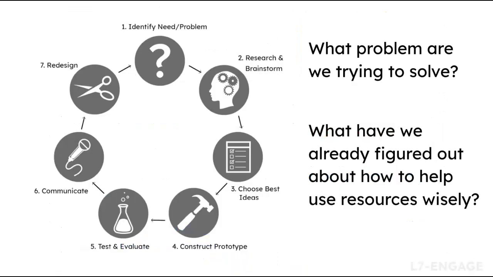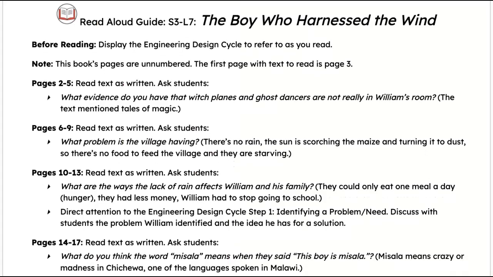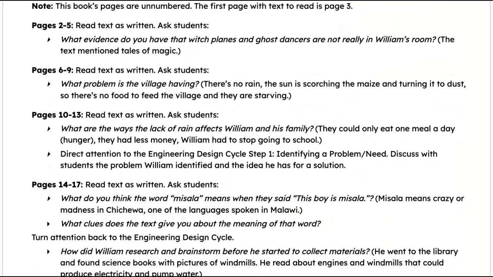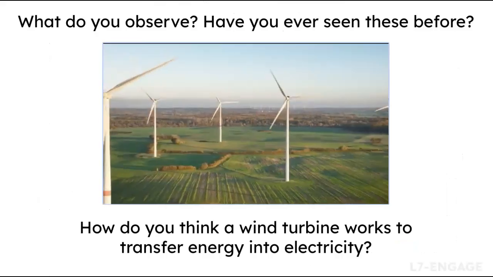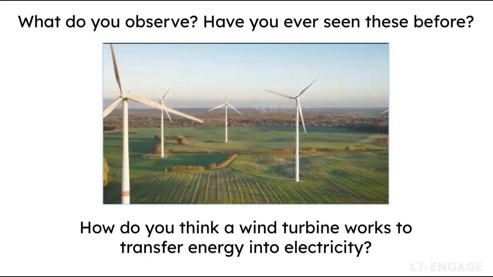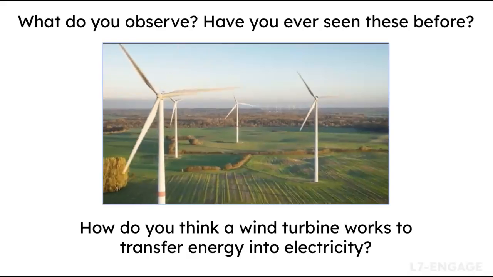To begin the Engage portion, you'll display the engineering design cycle and ask what problems students are trying to solve. You'll also ask what they have already figured out about how to use resources wisely. You'll then introduce the book, The Boy Who Harnessed the Wind. Be sure to use the Read Aloud Guide to help students gather information about wind turbines and their uses. You'll then show students a video of wind turbines and ask what they observe and how they think a wind turbine works to transfer energy into electricity.